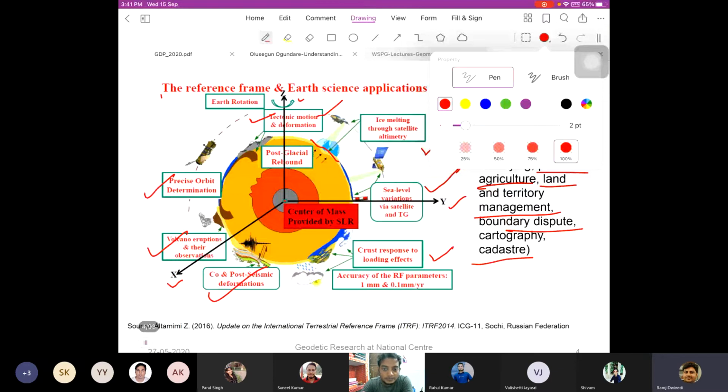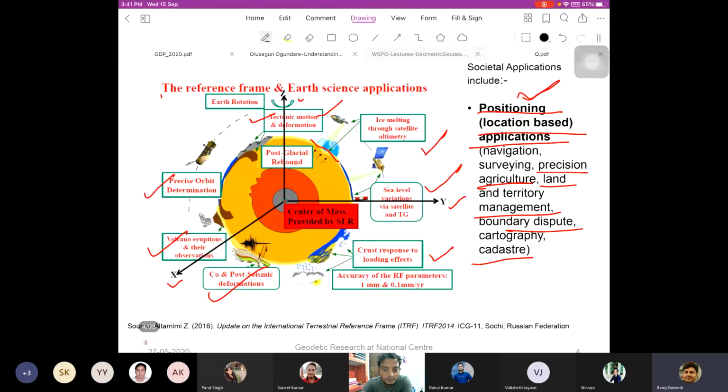If the reference frame is not properly defined and you are not aware of how it is defined, then all these applications are meaningless. It would be like saying that you are working on these applications without understanding how the reference frame is defined.